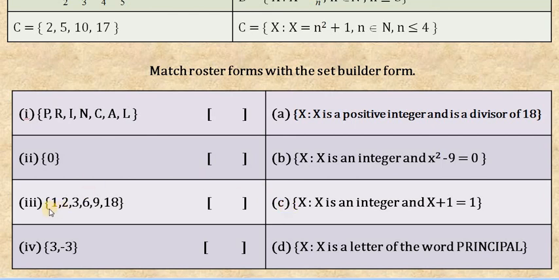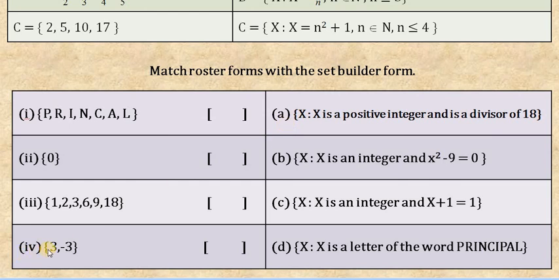Next, third one, 1, 2, 3, 6, 9, 18. If we go to the first one on the right side, the set builder form is divisors of 18. Divisors of 18 or factors if we just write. So 1 into 18, 2 into 9, 3 into 6. If we take all those factors, there will be 1, 2, 3, 6, 9, 18. So third one matches to A.